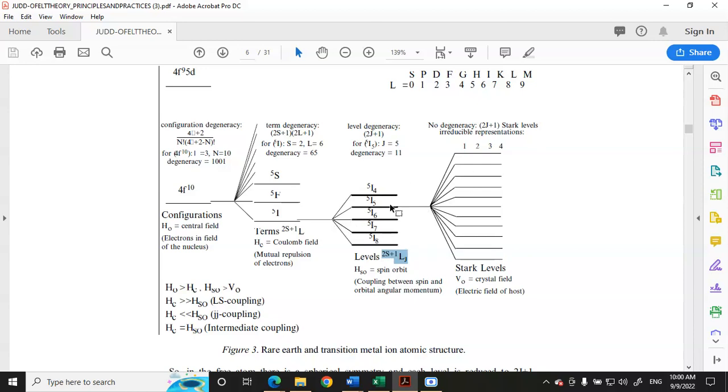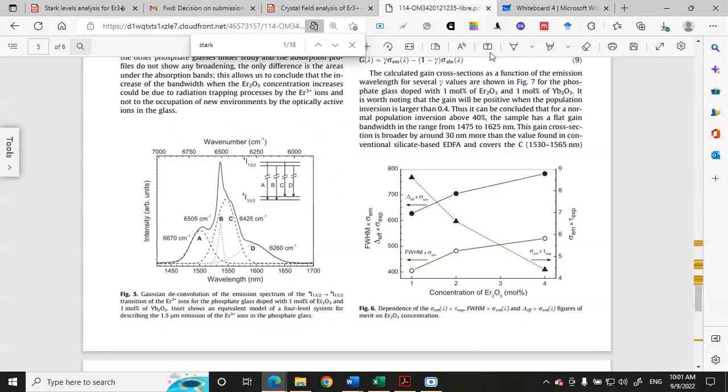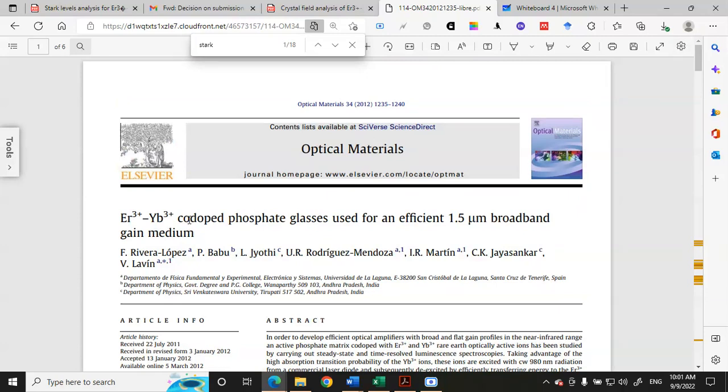So after this splitting, we have another splitting that we call Stark splitting, or Stark level. What actually induces the Stark level splitting is the crystal field, changes in the crystal field, crystal interaction. So how can we find these Stark levels? We go to the paper. I suggest you refer to this paper in Optical Materials.